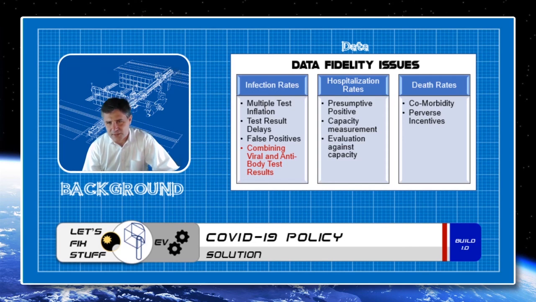And then the other issue, and we kind of alluded to this already, is that of death rates and the issue of comorbidity. The idea that somebody may be admitted into the hospital with other illnesses, but they happen to test positive for COVID-19, they're then treated as a COVID-19 death. And there are also some perverse incentives that go along with hospitals rating somebody as a COVID-19 patient, because there are financial incentives associated with that.